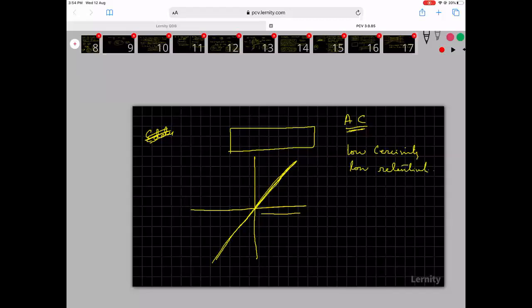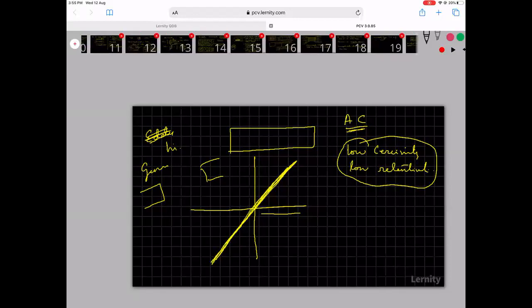Now, if you are having a generator, in a generator you are using a permanent magnet. So that material should have high retentivity and high coercivity. This is the only question that has ever come in an entrance exam from this: how do you relate the use of a material to its coercivity and retentivity? Permanent magnets, high retentivity. Electromagnets, ideal electromagnets, very low retentivity. This is the ideal curve for magnetization, demagnetization.